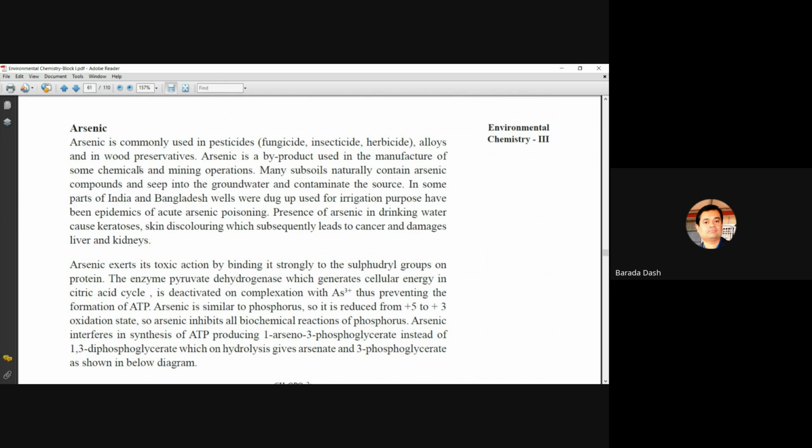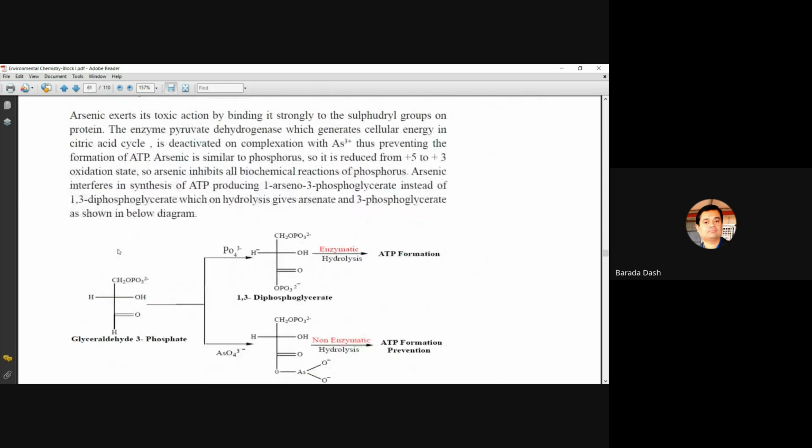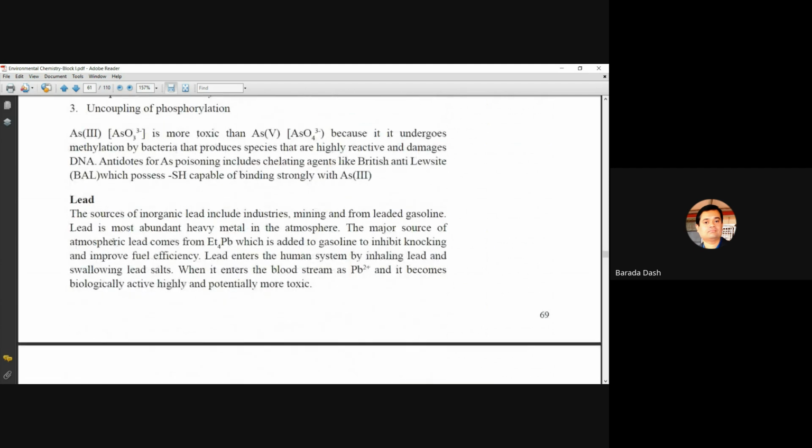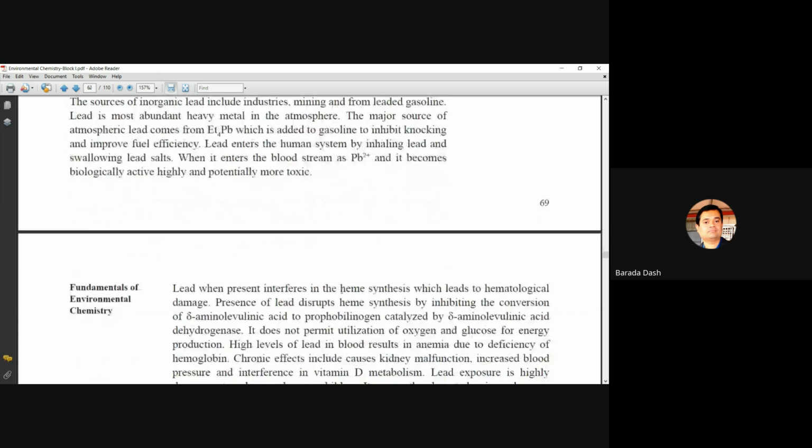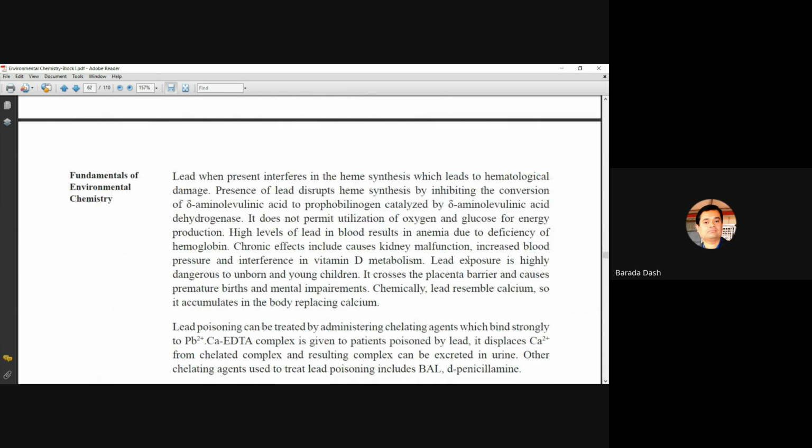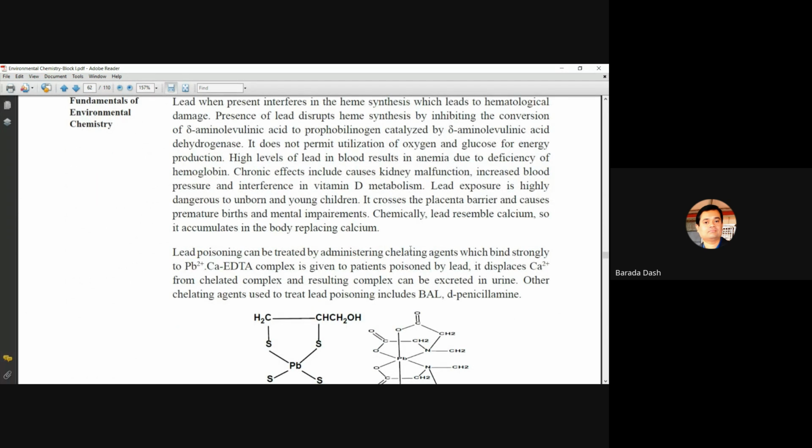Arsenic is very toxic. It causes keratosis, skin discoloring, leads to cancer, and damages liver and kidney. So arsenic is very important. Lead is an extremely toxic heavy metal. It has a very toxic biological effect, leading to kidney malfunction, increased blood pressure, and interference with vitamin D metabolism. So many other dangerous health effects are there.